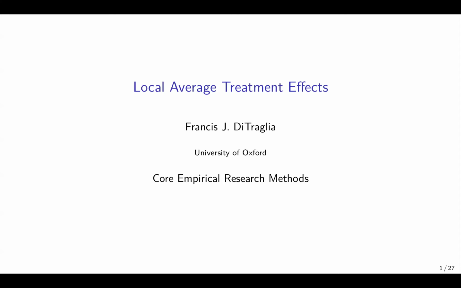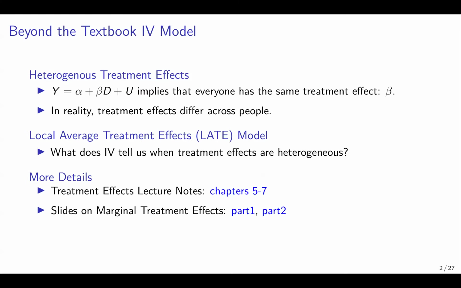Welcome to our second lecture on instrumental variables. In this lecture, we'll be talking about the local average treatment effects model. So the idea today is to go beyond the textbook IV model, which assumes homogeneous treatment effects. So that model, if you recall, was y equals alpha plus beta d plus u. And this model implies that everybody has exactly the same treatment effect, beta.